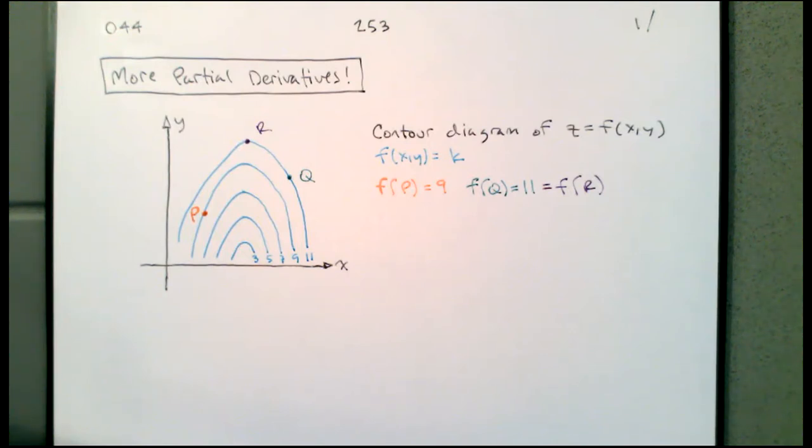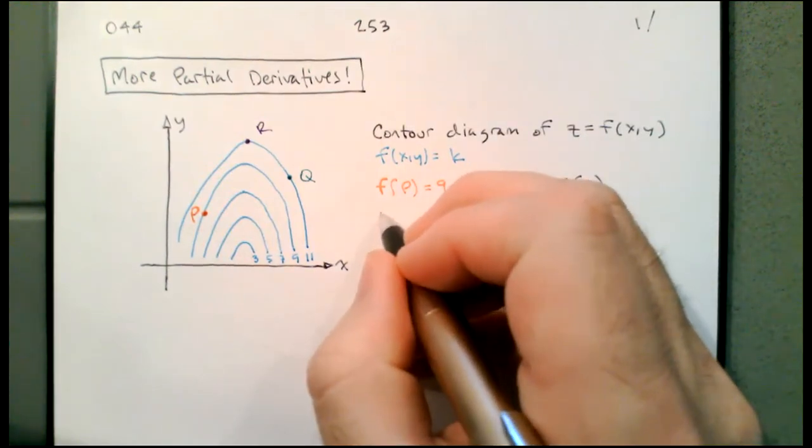So what we want to think about is the partial derivative of z with respect to x and the partial derivative of z with respect to y at each of these 3 points. Since I didn't put this on a grid, we won't be able to calculate these values, but we will be able to determine if z is increasing or decreasing in the x direction or the y direction. So we'll be able to determine the sign of the partial derivatives.